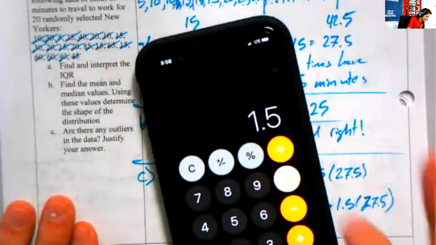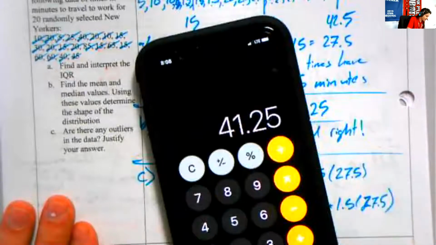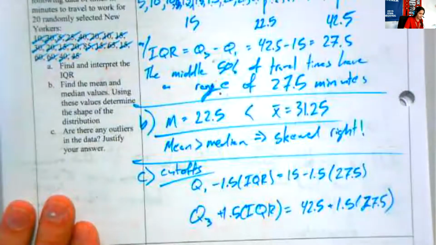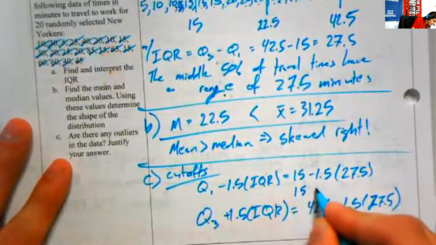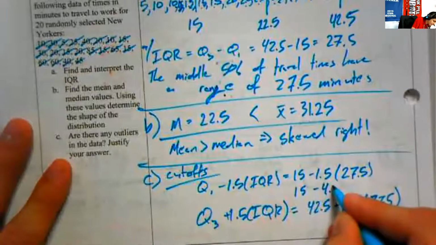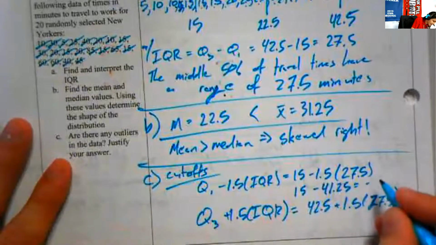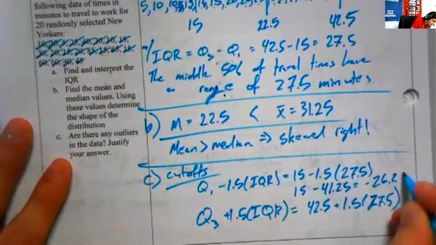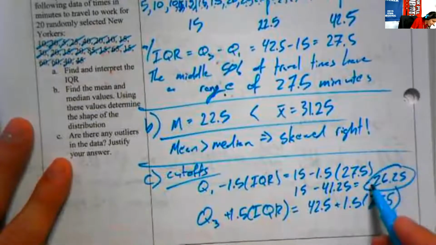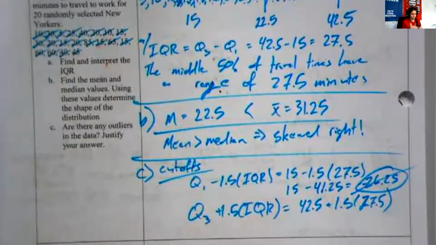1.5 times the IQR, what is that? 1.5 times 27.5 is 41.25. Okay, and I can do the math past that. So 15 minus 41.25, what is that? That's like negative 26.25. Okay, we can't have a negative travel time, so we're not going to have any low outliers.